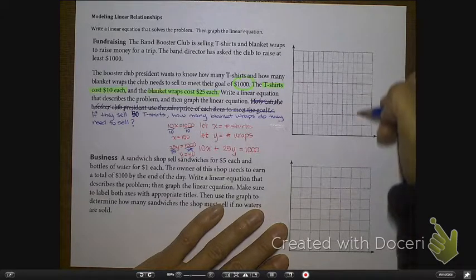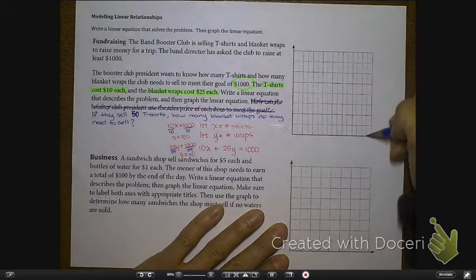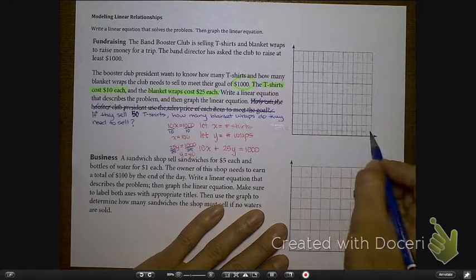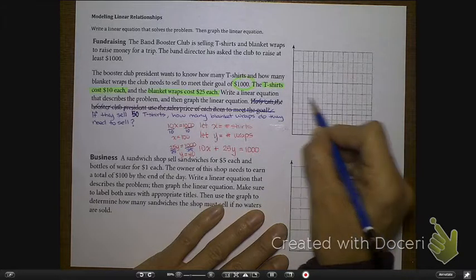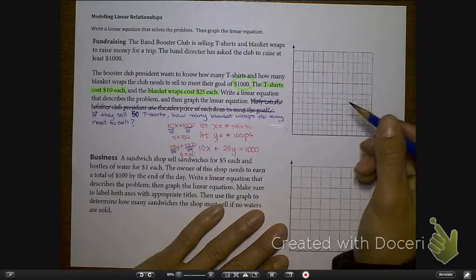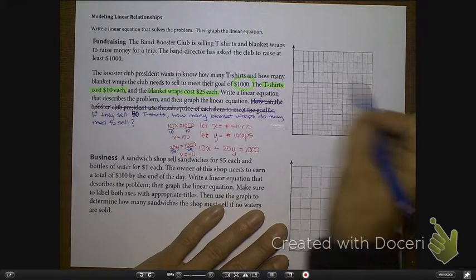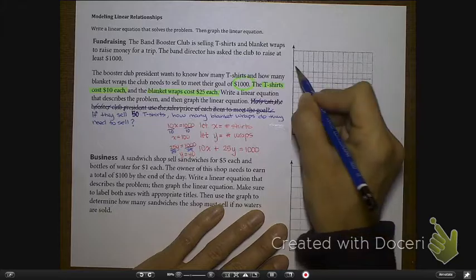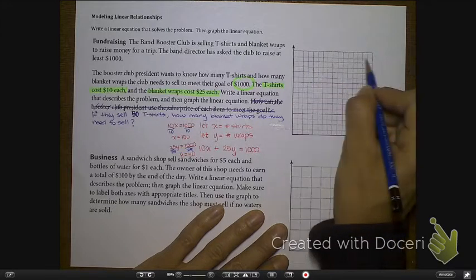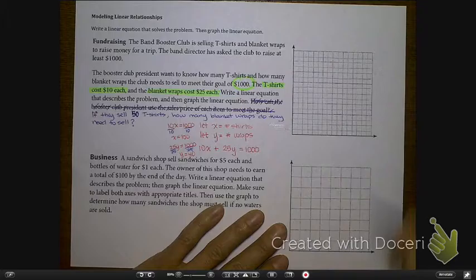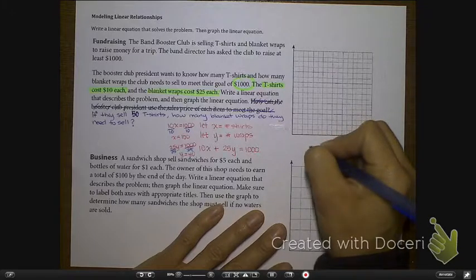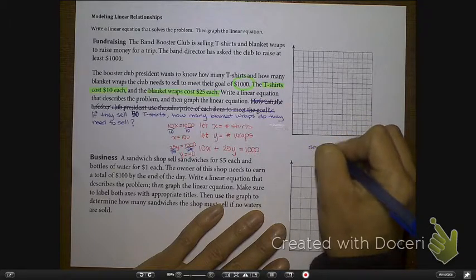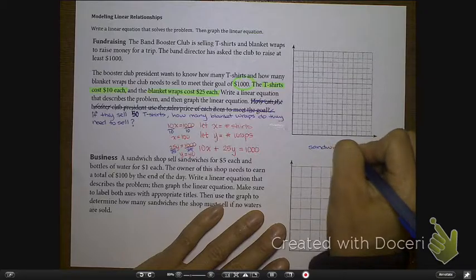All right, so I want to scale my graph so that I make sure that I can actually have enough room to write the x-intercept of 100 and the y-intercept of 40 onto my graph. Okay, so let's think about on my x-axis, this is my x-axis, and I'm going to put some words here to say what that represents.